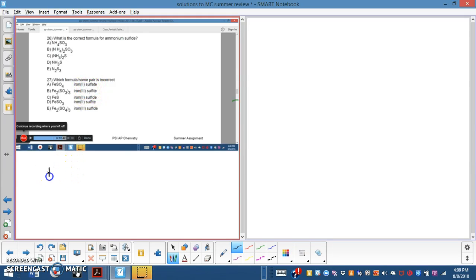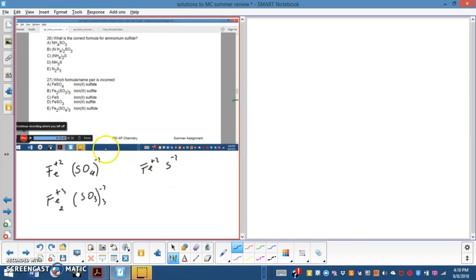Iron 2 sulfate. That would be your sulfate. This is -2, so the formula matches, so that's fine. And then iron 3 sulfide, I would write it like that. So you need a 2 there, a 3 there. So that's fine also. For the C, iron 2 sulfide. So you need a 1 and 1.